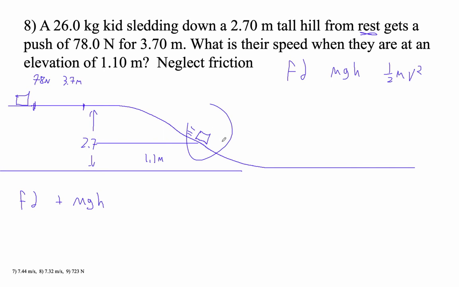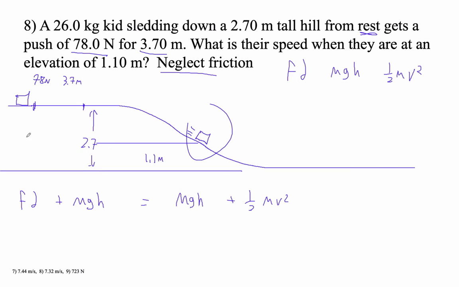Now here, this is the right side, okay? Well, there's no more force. We're neglecting friction, so there's no force slowing us down. This thing has potential energy, and they have kinetic energy there because they're not at the bottom, okay? So they have potential and kinetic. So it's mgh plus 1/2 mv squared. Okay, now we're set, right?